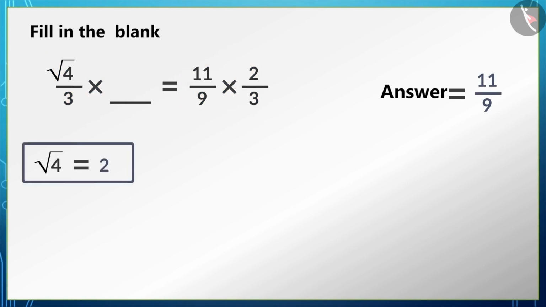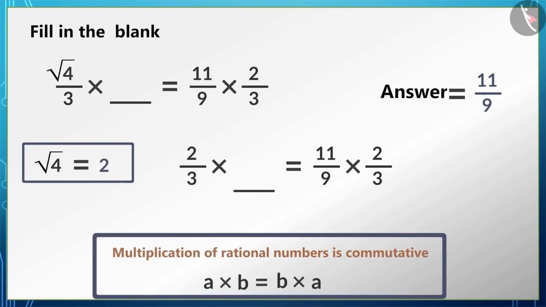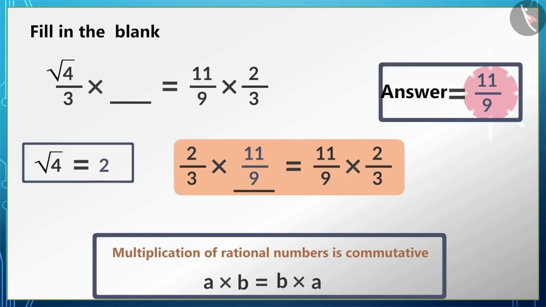We can also write the given question as, solve it now. We know that the multiplication of rational numbers is commutative. So if we write 11 by 9 on the blank space here, we can see that the left side is equal to the right side. That is, our answer is 11 by 9.